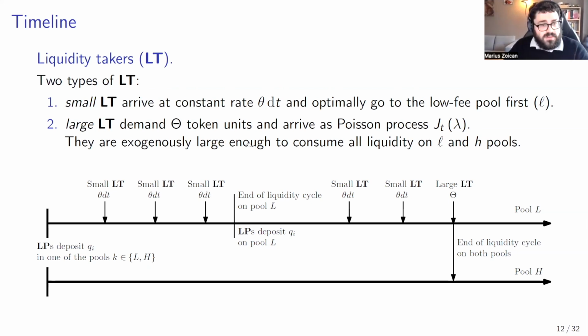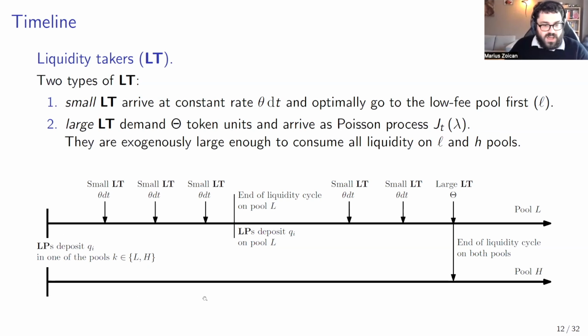And from time to time, with a Poisson process with intensity lambda, you can have a large LT arriving. When the large LT arrives, they consume all available liquidity. So we assume this theta is large enough that they go to both pools. This is inspired by the JF paper of Foucault, Kadan, and Kandel, because what they really want to get at here are liquidity cycles, basically round trips up until you need to readjust liquidity.